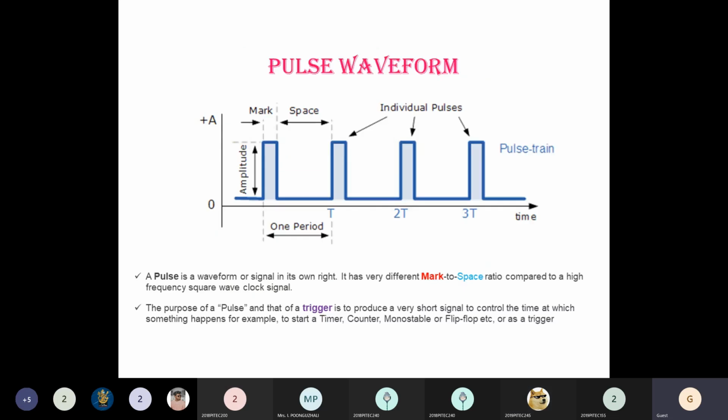So what is the pulse waveform? We have two portions in the pulse waveform, that is mark and space. The width of the mark is very small compared with the space. One cycle of the pulse waveform is calculated by adding the time period of mark and space. Compared with the space, the mark duration is very less.